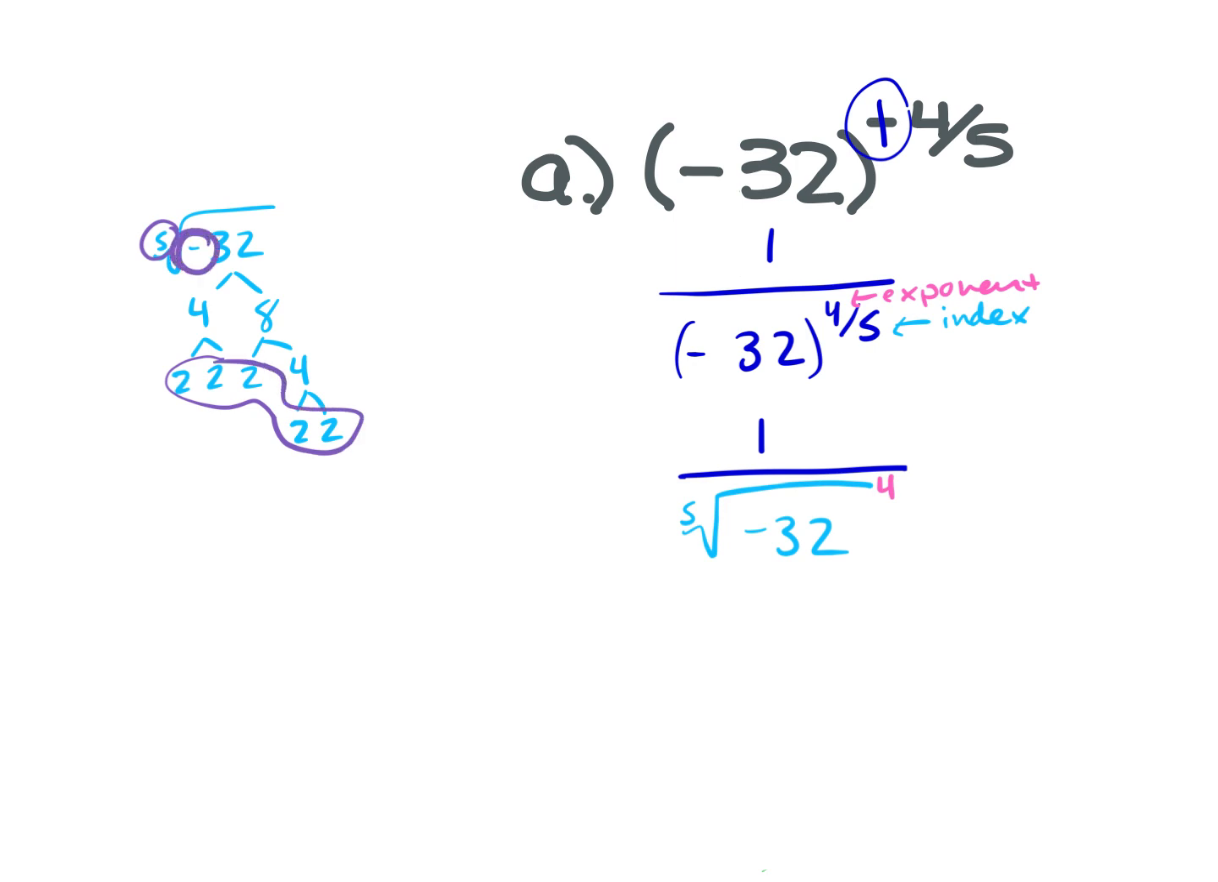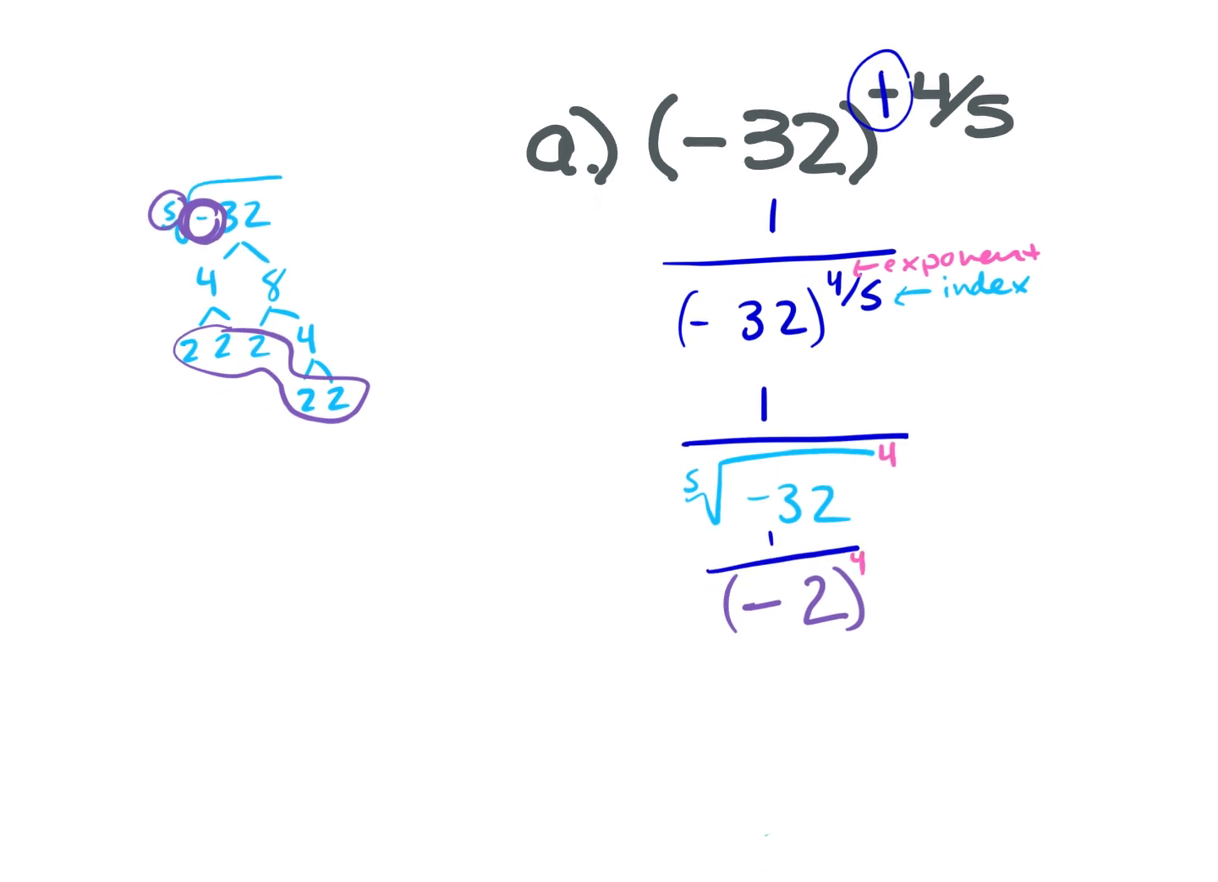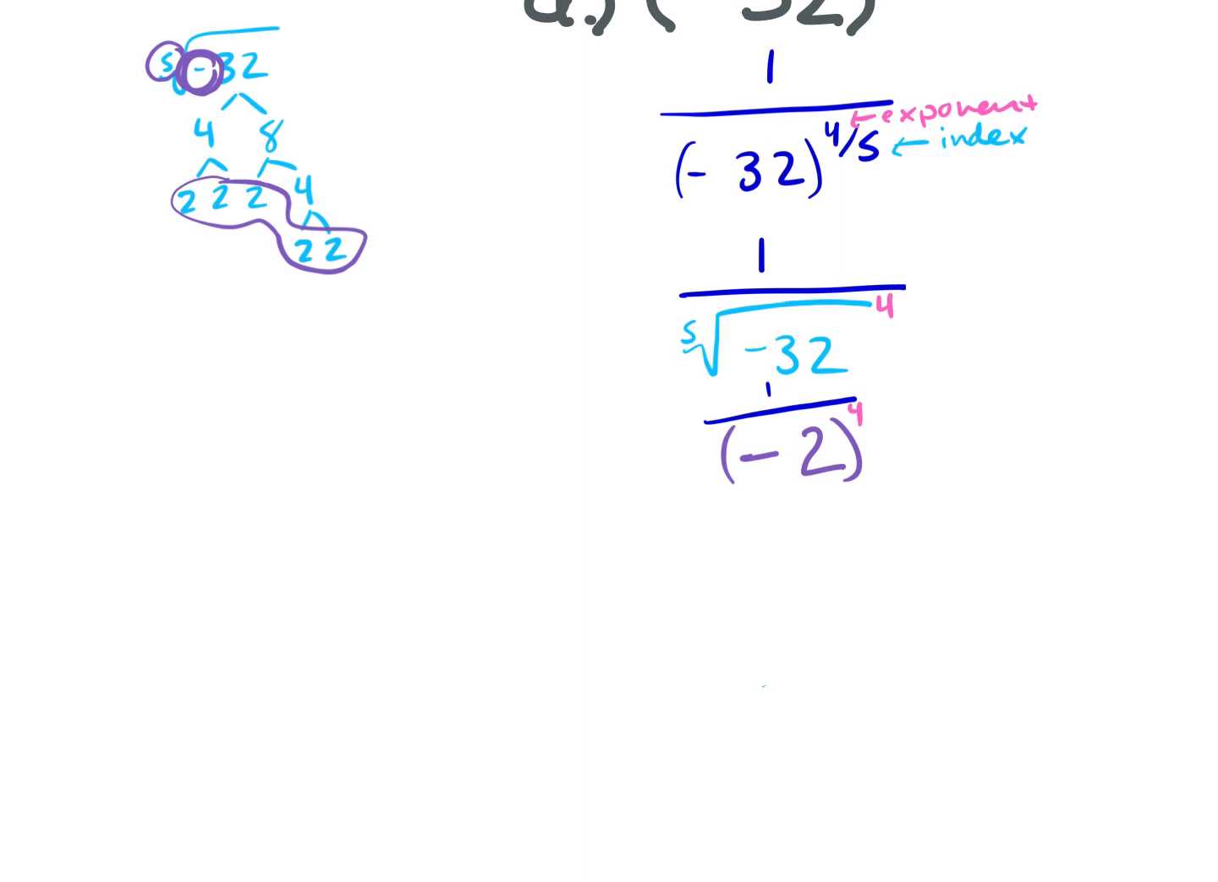And because this is negative, that means our answer is going to be negative. So negative 2 would come to the outside. However many 2's we circle, however many circles we have, that's how many 2's come to the outside. So I have 1 circle of 2's, that comes to the outside. So this would be negative 2 to the 4th power. But again, it's 1 over that, because it's just the denominator that we're simplifying here.